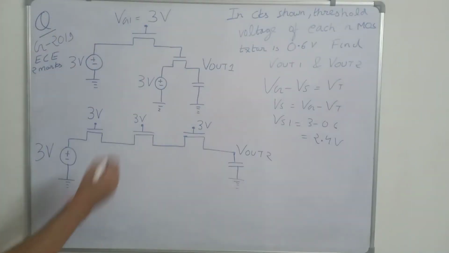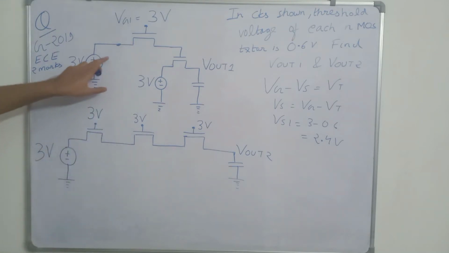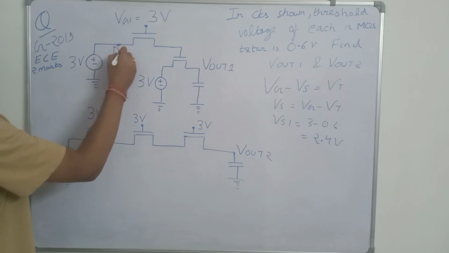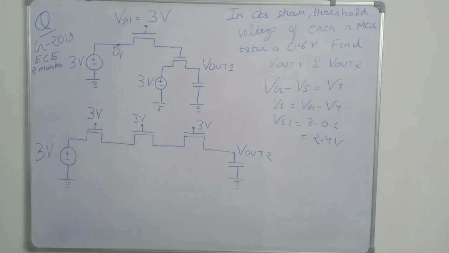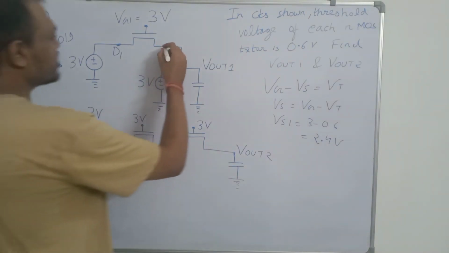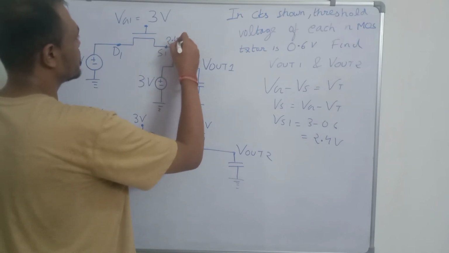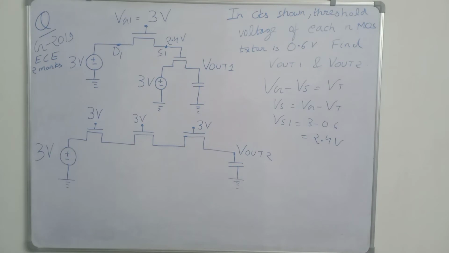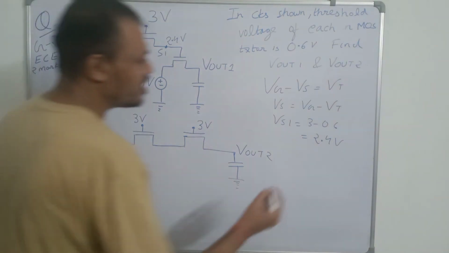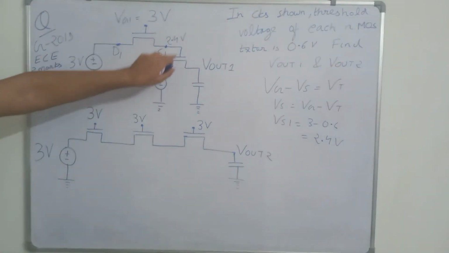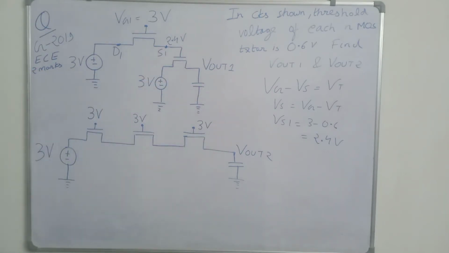Now this terminal has to be the drain terminal because it is connected to 3 volt. So this is drain 1. Because potential of drain has to be greater than potential of source. And this voltage has to be 2.4 volt because it is the source terminal. So we have found out the potential at this point. Because the voltage of source has to be 2.4 volt. So this is 2.4 volt.